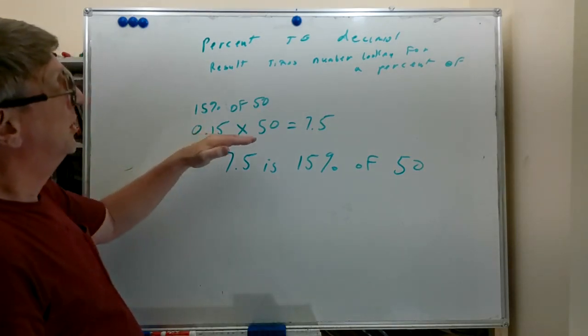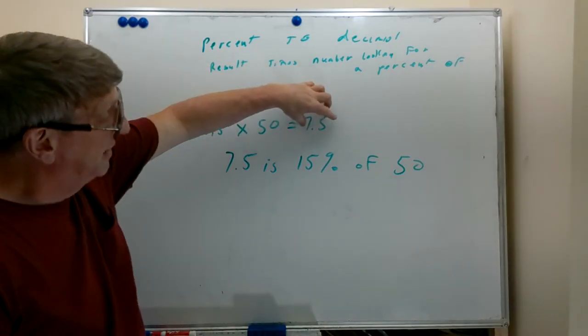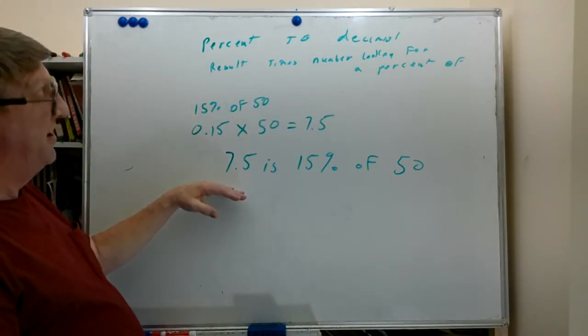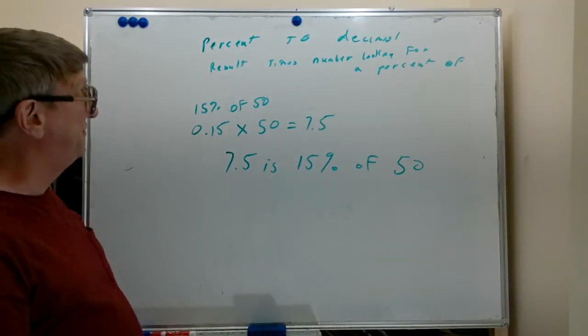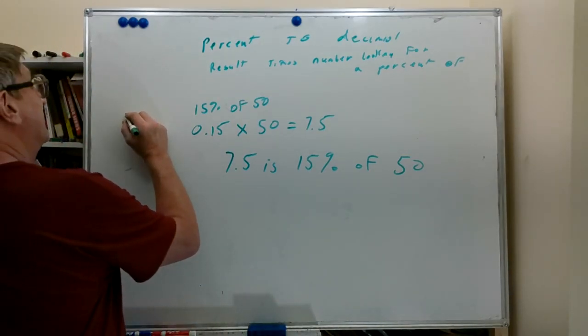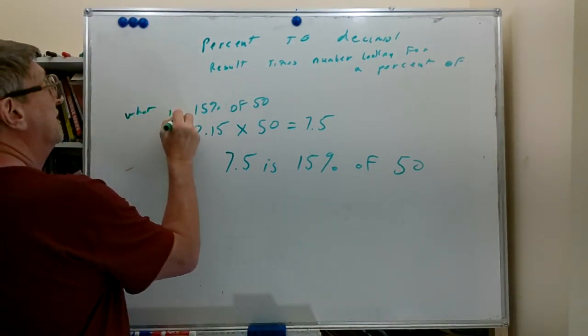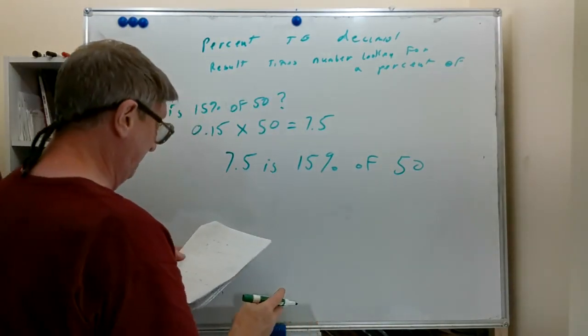We converted to a decimal and multiplied by the base that we were finding the percentage of to come up with a value. Now we rephrase it as a sentence. 7.5 is 15% of 50, which answers the question, what is 15% of 50? Our answer was 7.5 is 15% of 50.